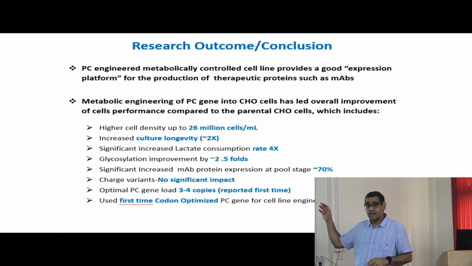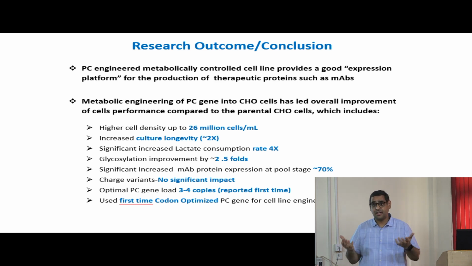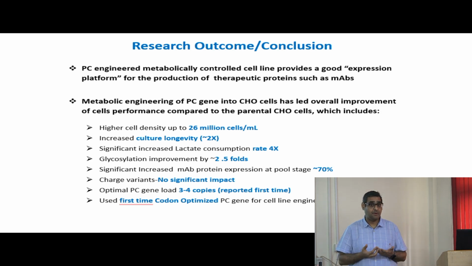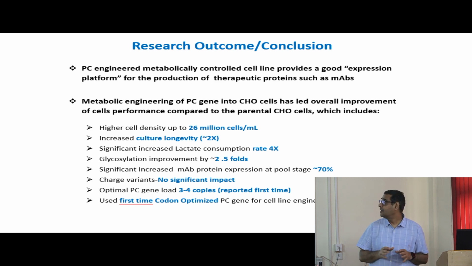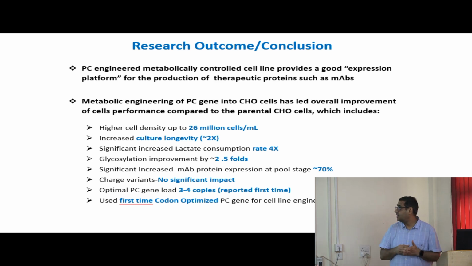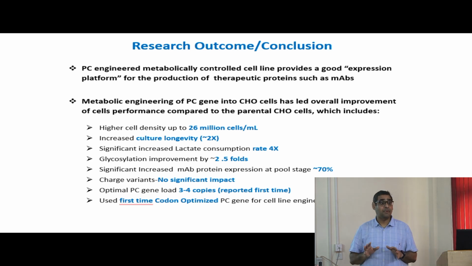We engineered the pyruvate carboxylase (PC) enzyme, which we are targeting, using cell engineering and other techniques, and we applied this to cell line development. We provided a better platform with this technique, and the therapeutic protein, especially the mAb we were targeting, was improved. When we did the metabolic engineering of the PC gene into the CHO cell lines, we also got an improvement in performance.